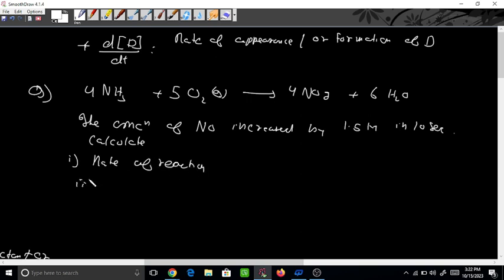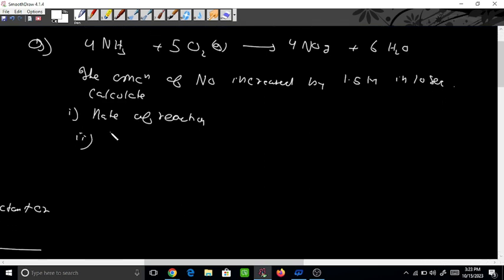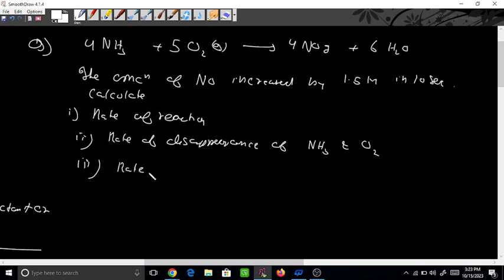Then you need to write the rate of disappearance of NH3 and O2. Then one more question in this part only: the rate of appearance of H2O, the product. Anything they can ask, H2O also they can ask.